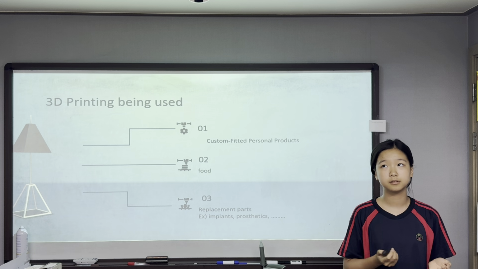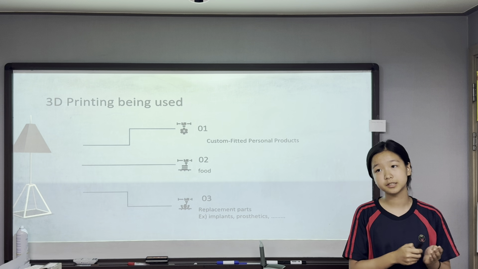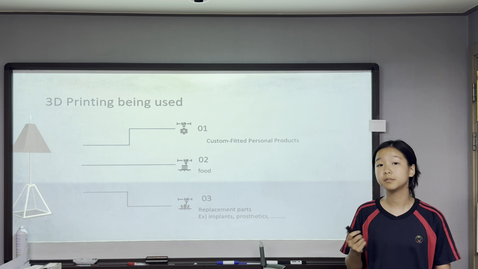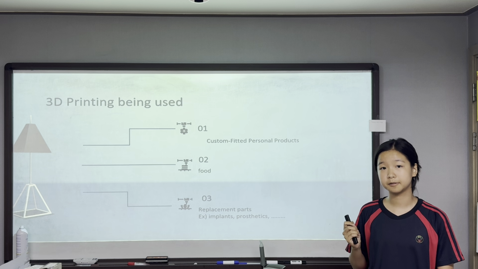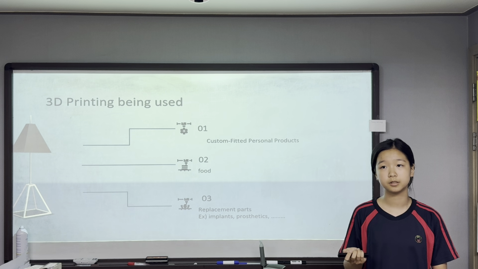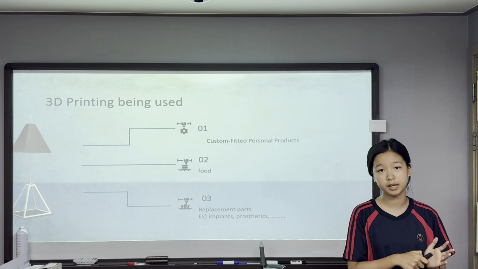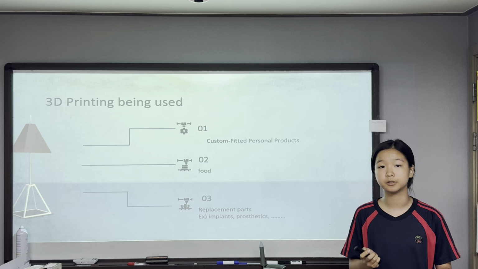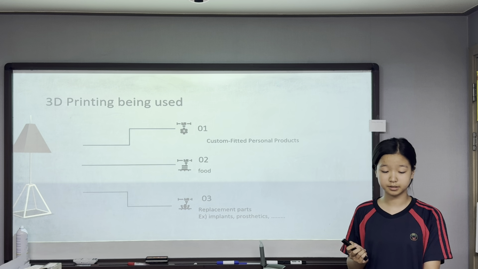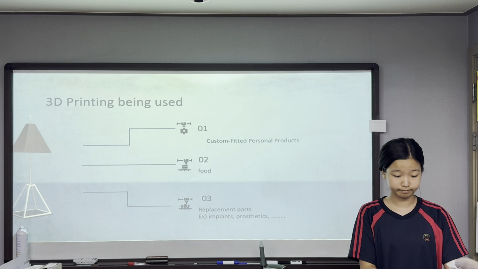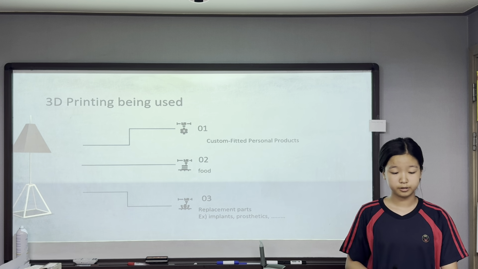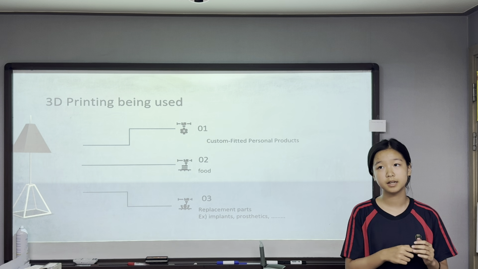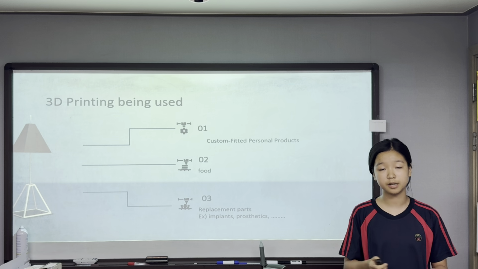And next is the replacement parts. For objects, we can use 3D printing for something which is broken or lost. And also for human body parts, we can use them as prosthetics, which if we use 3D printing, we can make at low cost, and it can be just right for the patient. Also, we can use implants, because 3D printing can make complex sizes and shapes very quickly.